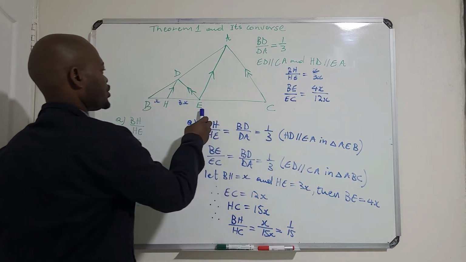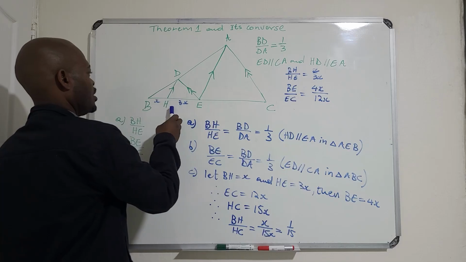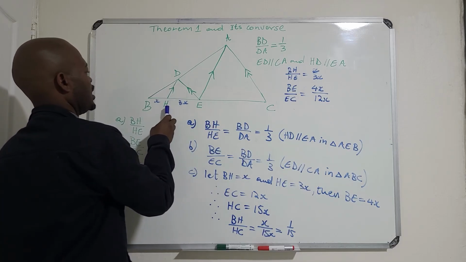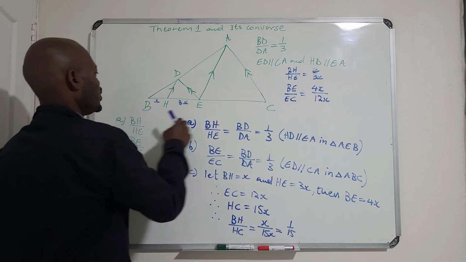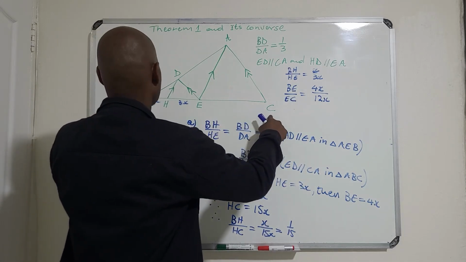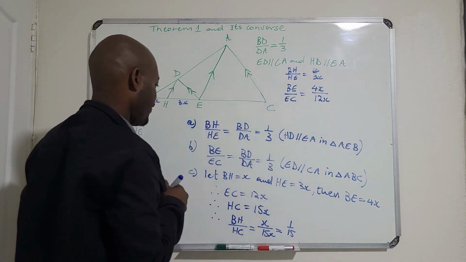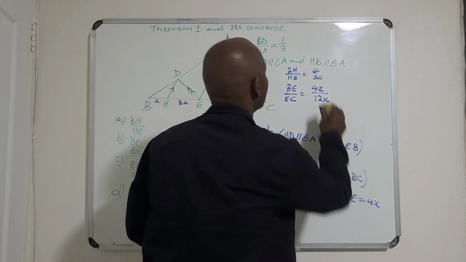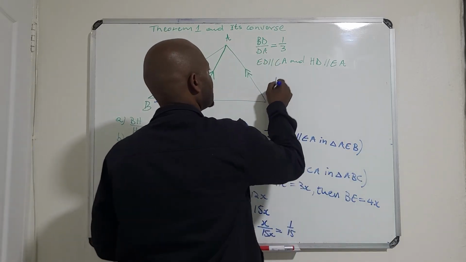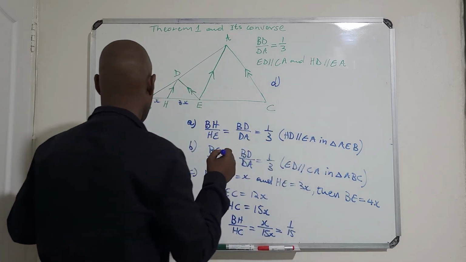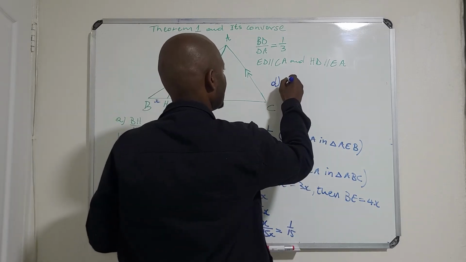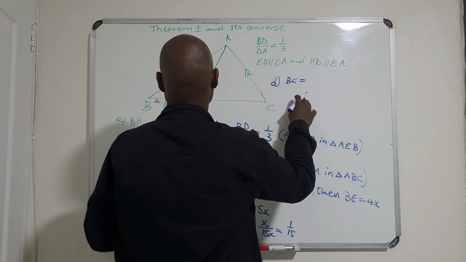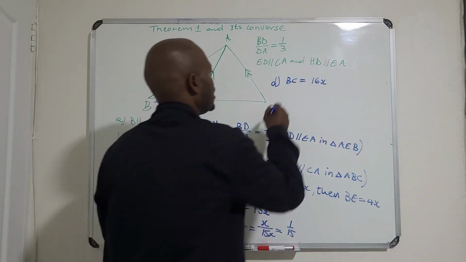Therefore, this is 12 plus 3, which is 15x, plus x, which is 16x. Therefore, BC is equal to 16x.